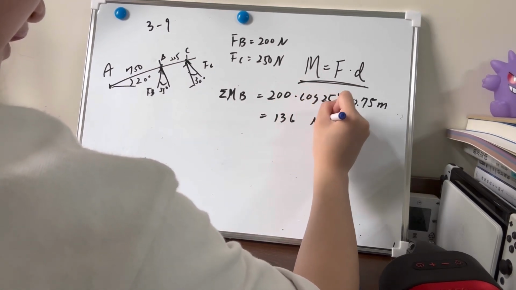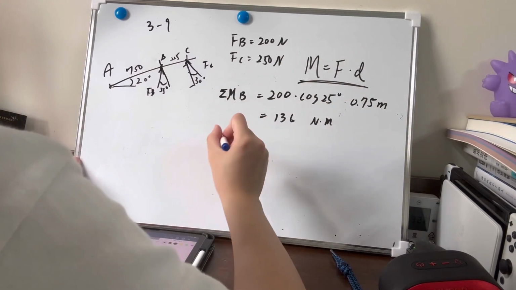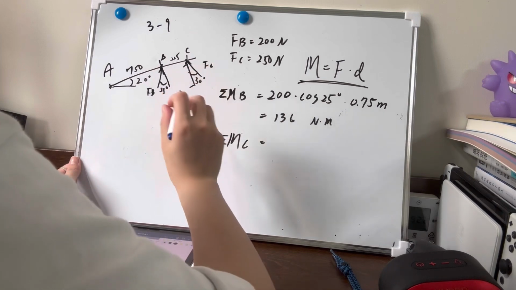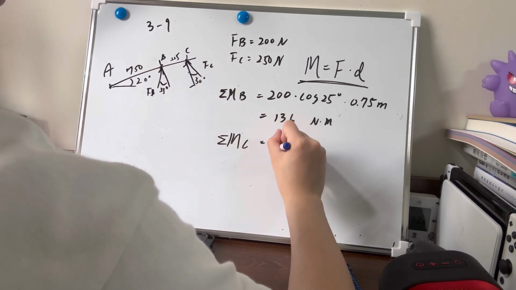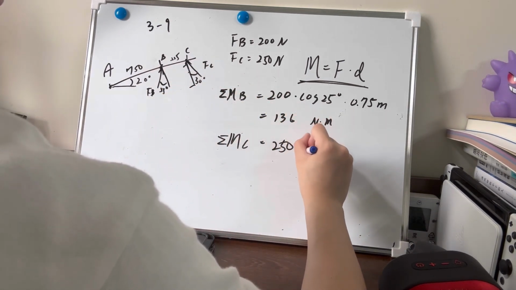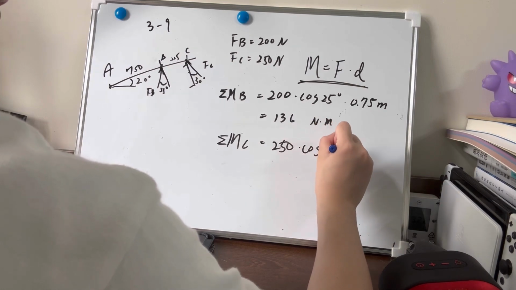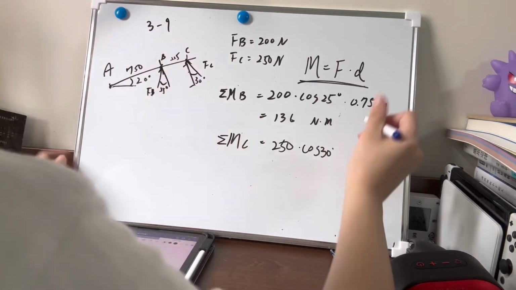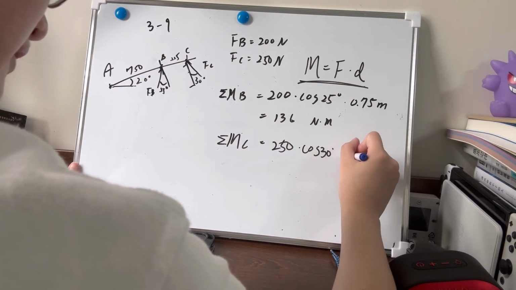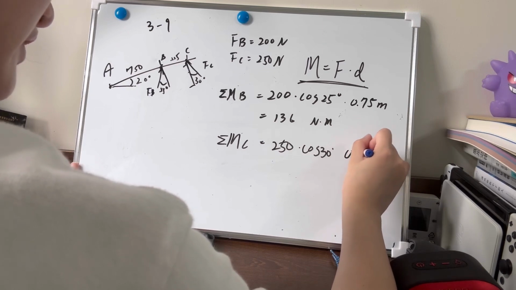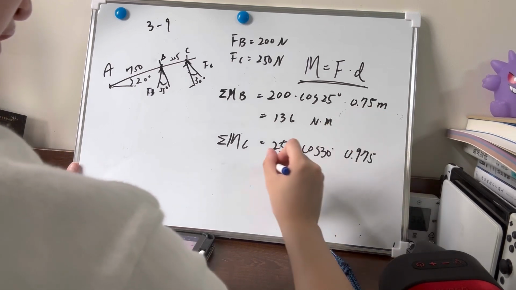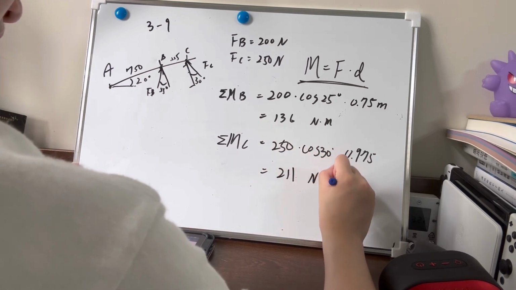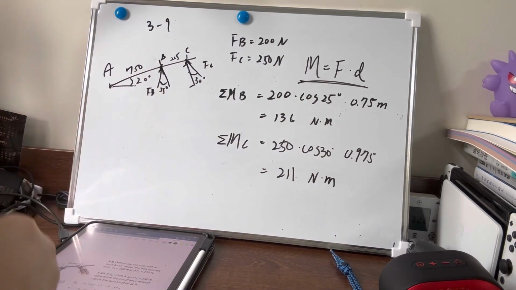So we know the answer is 136 N·m. And the summation MC, see here, is like the 250 times cosine 30. And the distance is 2 plus, so it could be like 0.975. So we know the answer is 211.